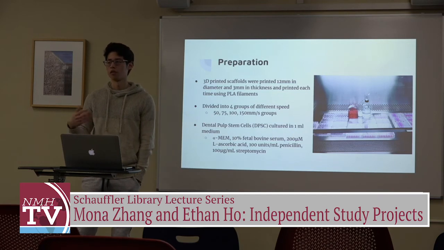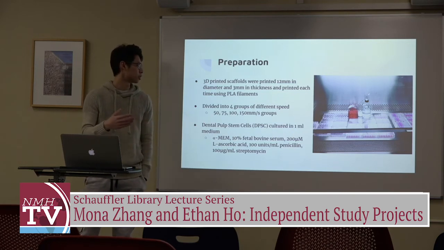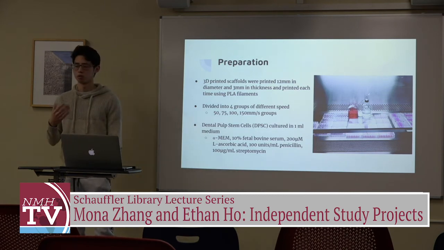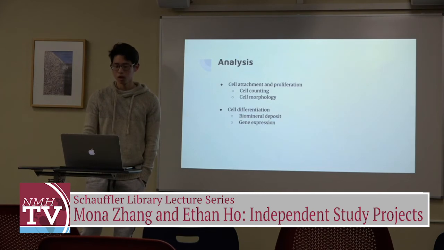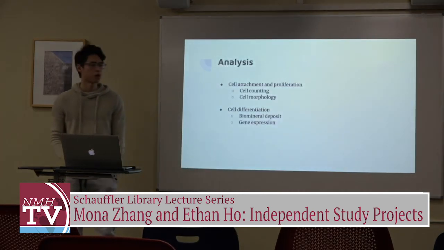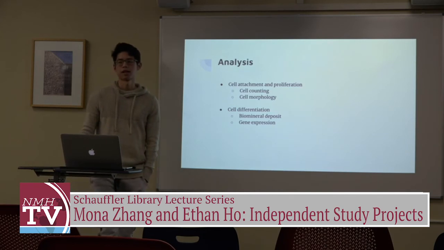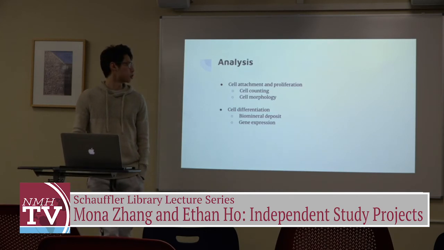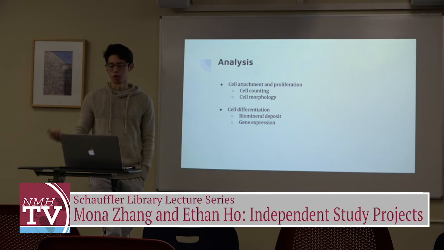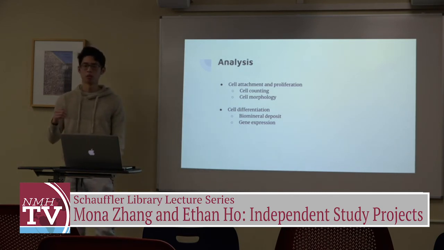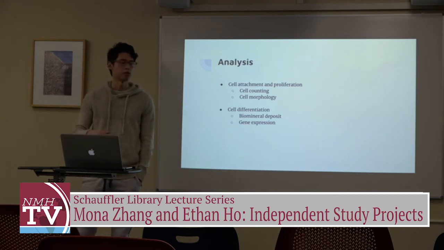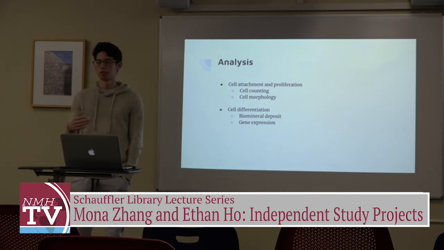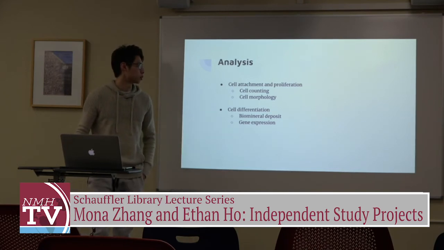And we cultured it in the medium that's for dental pulp stem cell growth. So normally, without any alteration, this would grow into tooth cells. And for the analysis part, the first stage is to characterize how well it grows. That's by seeing its cell attachment to the surface, how much it attaches to the scaffold, and the proliferation, which is the growth of the cell. And then the second stage, we get into how well it differentiates into different types of cells.